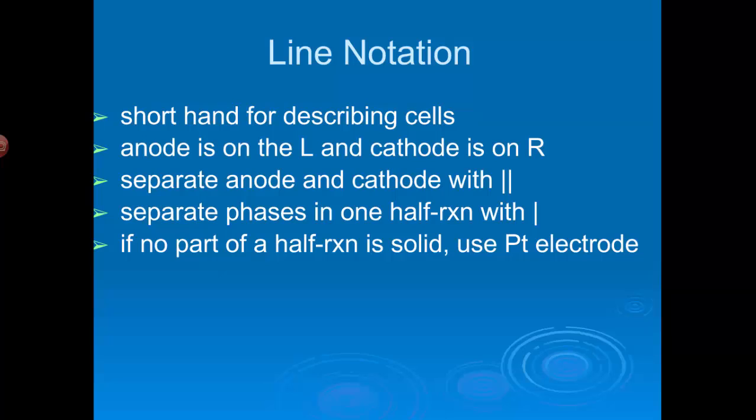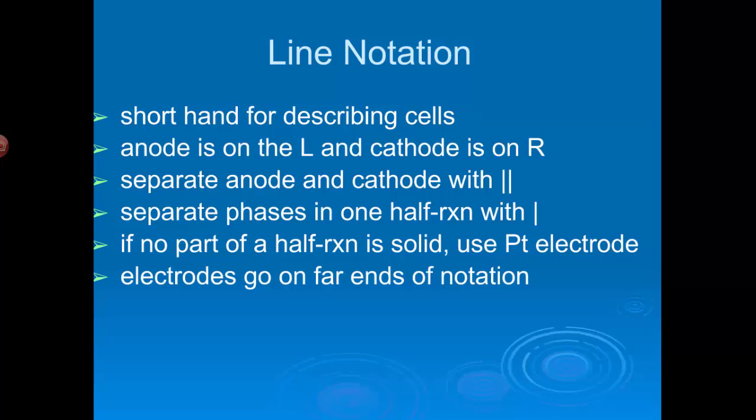If no part of the half reaction is solid, in other words, there's no solid metal involved, then you use the platinum electrode. Otherwise, use the metal. The electrodes are on the far ends of the notation. So whatever your electrode is made out of, that's the first thing you write for the anode, and it's the last thing you write in your line notation for the cathode.